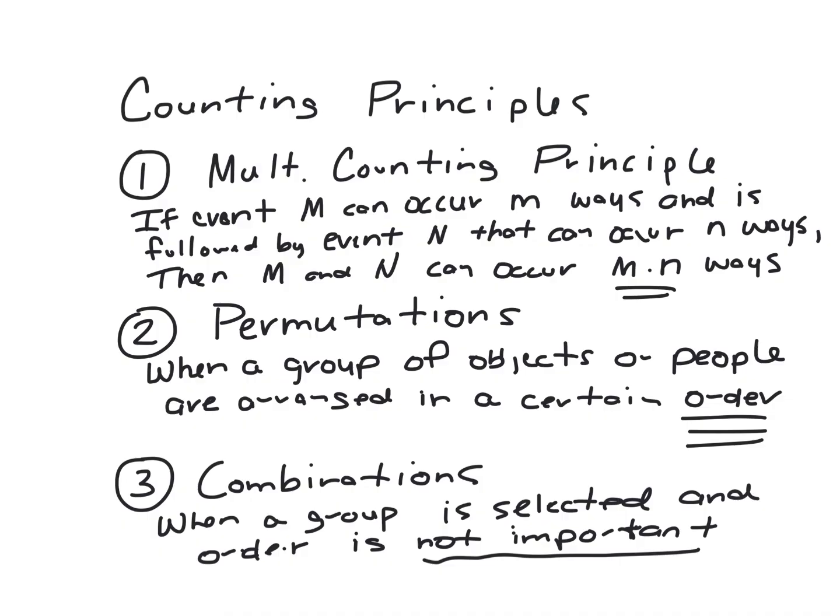The second principle is permutations. This is when a group of objects or people are arranged in a certain order. And when we do permutation, we will be solving something like this, like permutation 5 choose 2. If you do this on your calculator, you're going to put 5 in your calculator. You're going to go to probability. You will choose the NPR button and then put in your 2. And for 5 choose 2, you should get 20 as your answer.